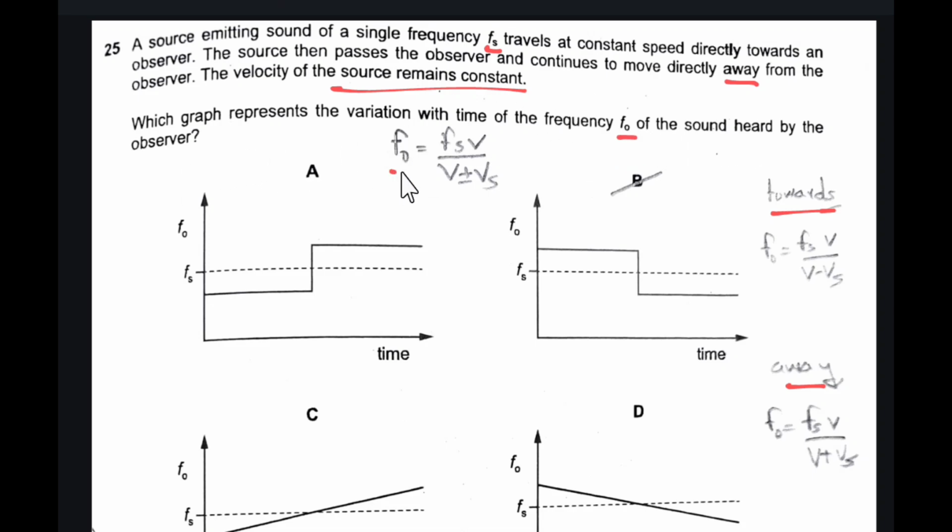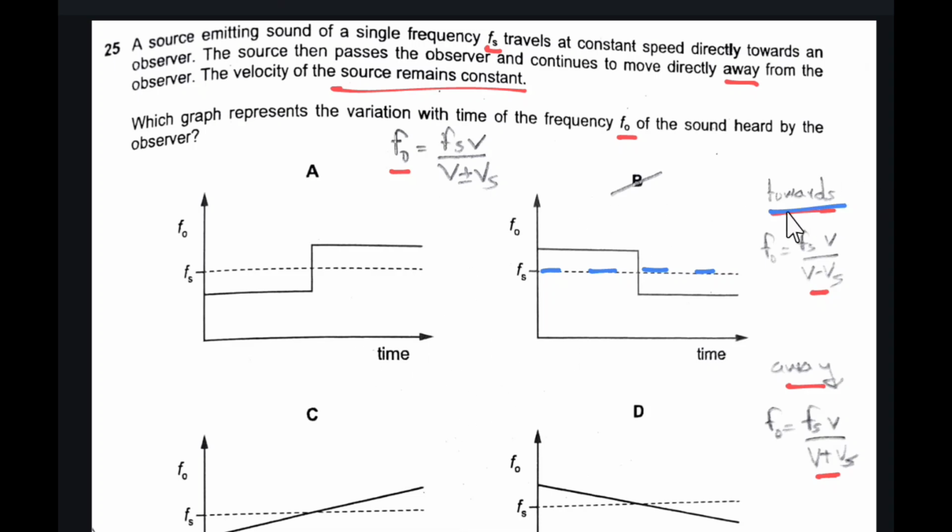So we know that FO is equal to FS times V over (V plus or minus Vs). For the source moving towards the observer, it would be minus Vs, and for the source moving away from the observer, it would be plus Vs. So towards means minus, and away means plus. For the first case, this is the source frequency, that is Fs. So what would be the graph that is correct?